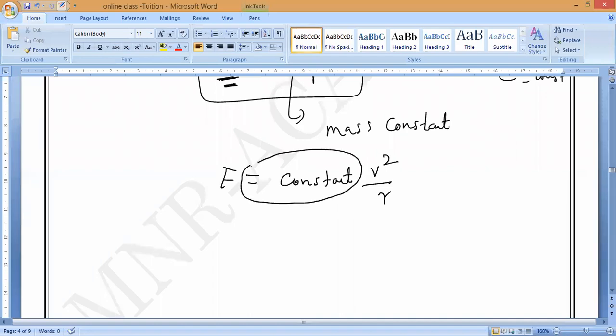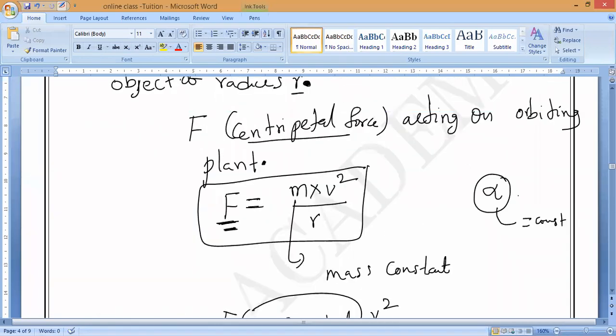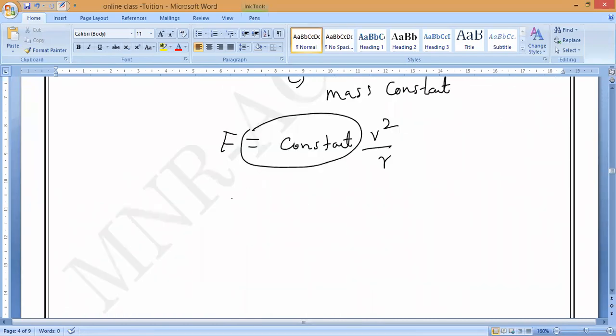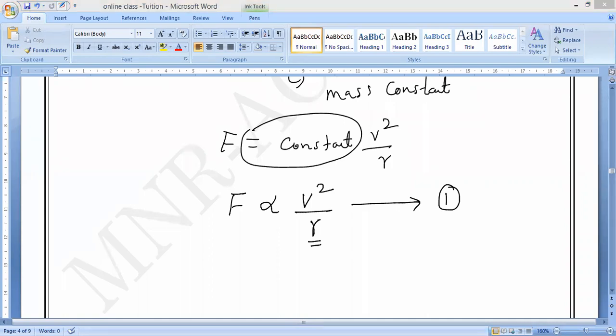Equals to constant. We can replace it with the proportionality sign. V square by R. Let me imagine this is equation 1. So centripetal force is directly proportional to the square of the speed divided by the radius of the orbital path, correct or not? Will you accept it, guys? Please respond.